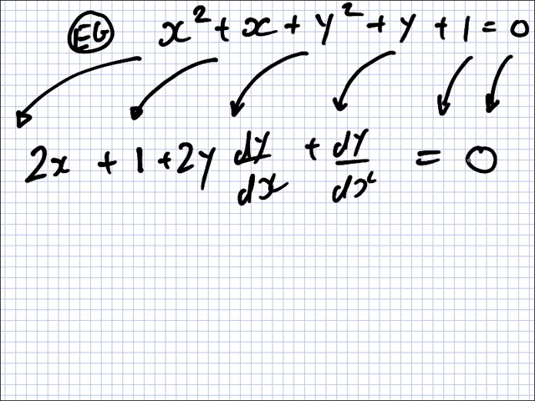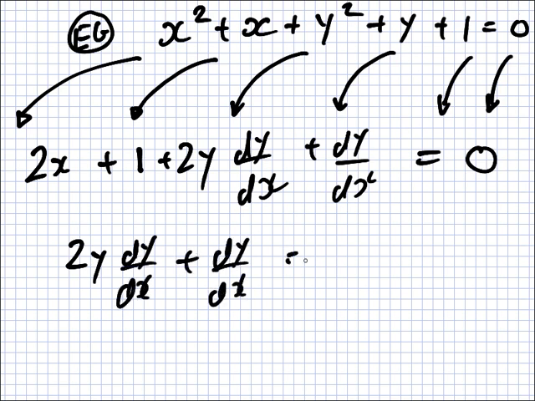Now remember what I said. I'm looking for dy/dx. So I need to rewrite this to get dy/dx. So I have 2y dy/dx plus dy/dx equals minus 2x minus 1.